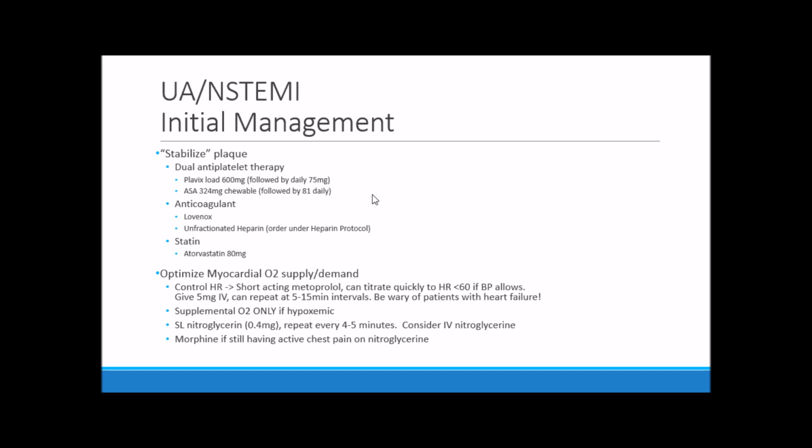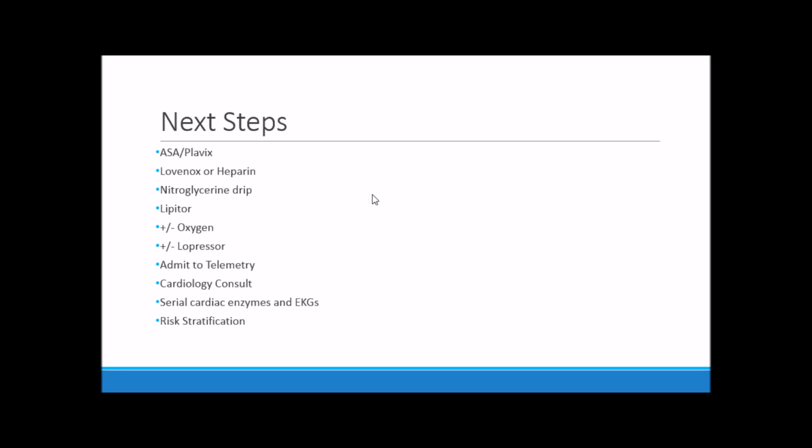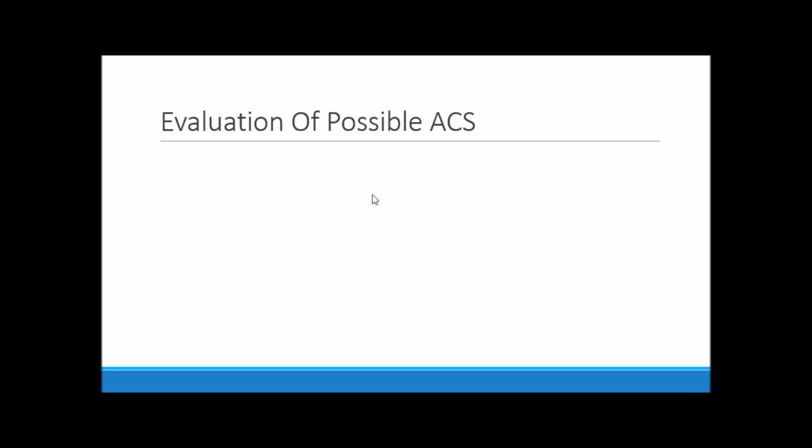But how does morphine optimize the supply-demand curve? Yeah, A, it decreases preload, and B, it decreases demand. How does it do that? Like decreasing anxiety. Yeah, it chills you out pretty good. Okay. So this patient gets aspirin, Plavix, Lovenox, nitroglycerin drip, Lipitor, maybe some oxygen, maybe some beta blocker, goes to tele, gets a cardiology consult, gets serial cardiac enzymes and EKGs, and then we risk stratify them.